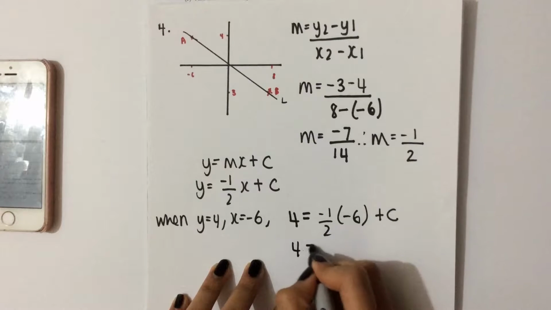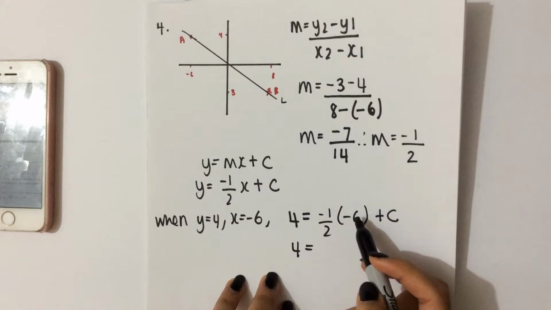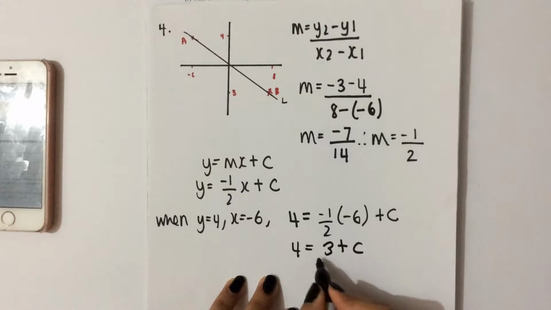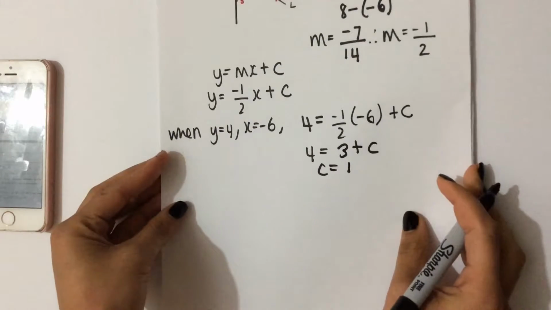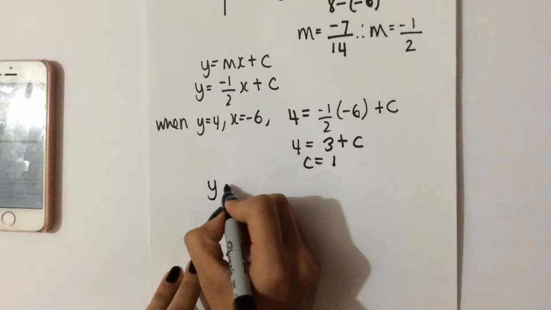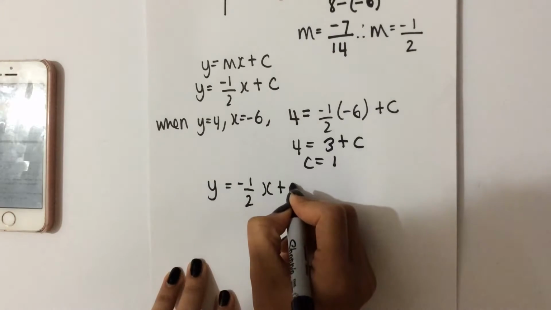So we get 4 equals -1/2 times -6. That is just a +3 plus c. And then we subtract the 3, so we get c is 1. And all we have to do is substitute that into our original line equation. So we get y equals -1/2 x plus 1.